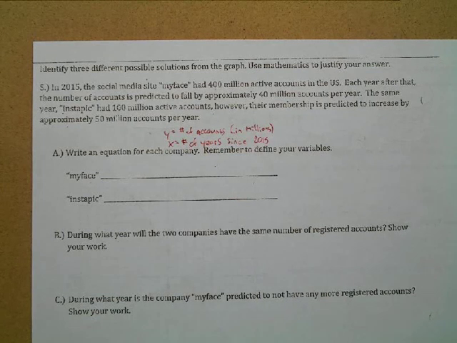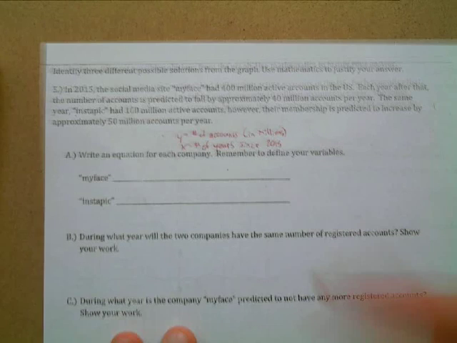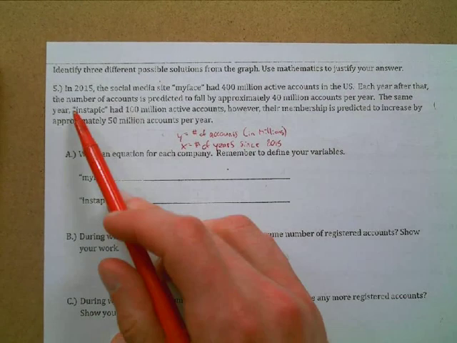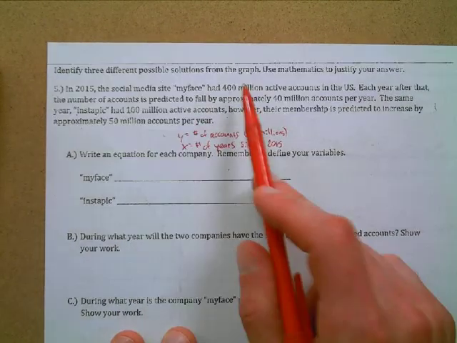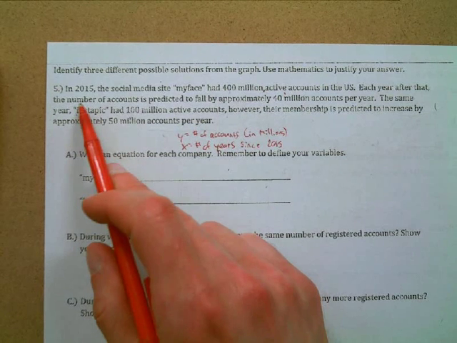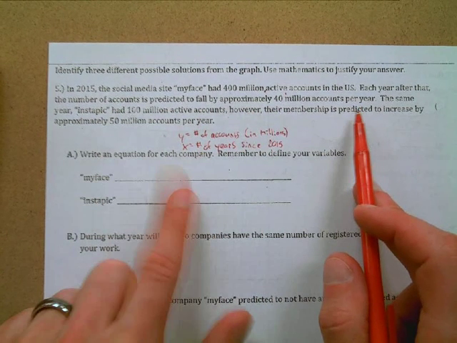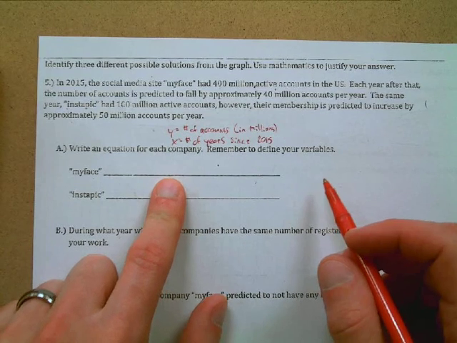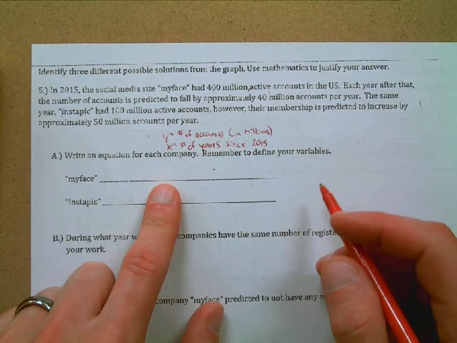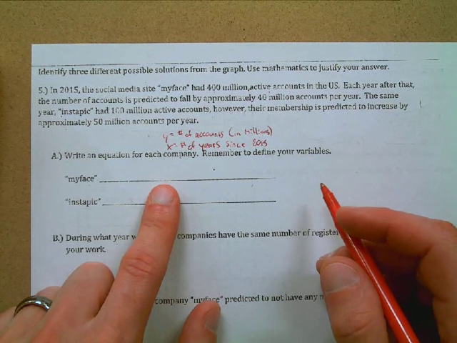So now we're going to write the equations. All right, so for MyFace, each year after that, the number of accounts is predicted. So MyFace had 400 million active accounts, and then each year after 2015, the number of accounts is predicted to fall by approximately 40 million accounts per year. How would I write that here for MyFace then? It has 400 million in 2015, and then it's predicted to decrease by approximately 40 million accounts per year. So yeah, we're going to subtract.